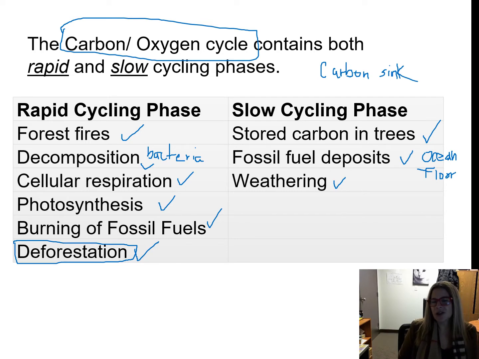It's not something that happens super fast. And sometimes kids are like, well, if rock is being weathered, how does that affect the carbon oxygen cycle? Well, it kind of just depends on what we're talking about with respect to weathering. So not all weathering of all rock is going to contribute to the carbon oxygen cycle, but some does. It just depends on its composition.